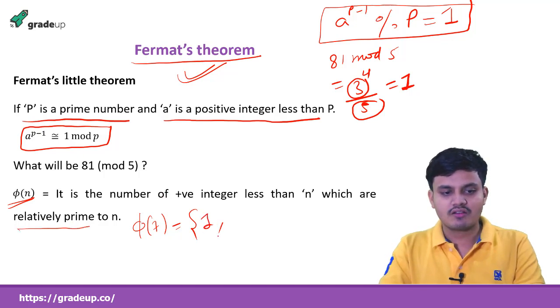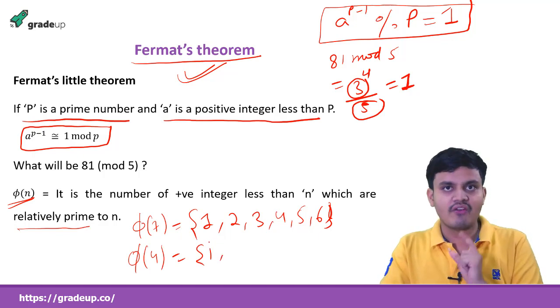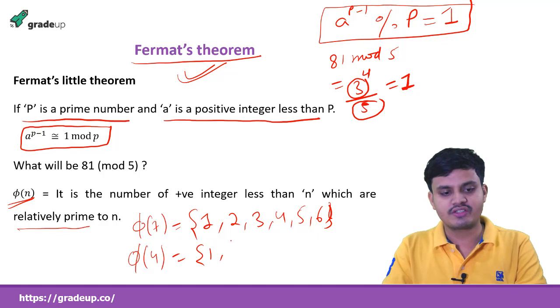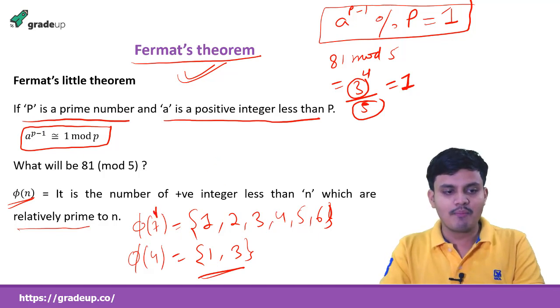So 1 is there, 2 is there, 3 also there, 4 also there, 5 also there, 6 also there. And if you take 4, then 1 will be there, 2 is not there, because 2 and 4 have one element in common, that is 2 itself. 3 will be there. So for 4 we have only 2, but for 7 we have these 6 numbers. So if you see, this was a prime number.